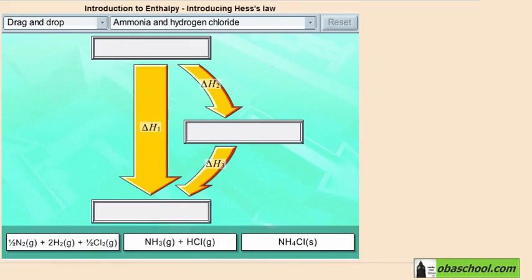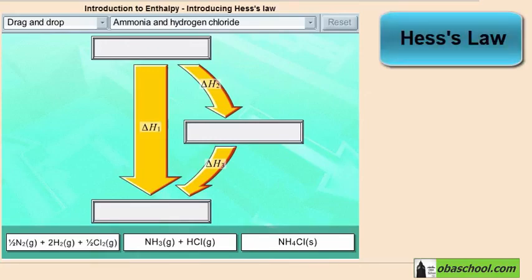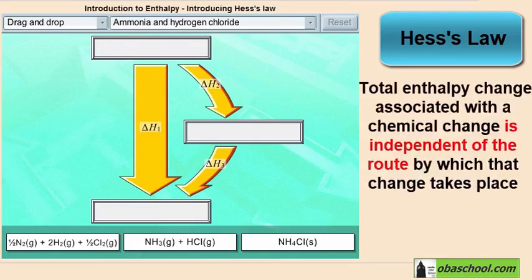In this animation, we will illustrate Hess's law. Hess's law is an application of the law of conservation of energy to chemical systems. This law states that the total enthalpy change associated with a chemical change is independent of the route by which that change takes place. This diagram shown here can be used to express Hess's law more simply, as delta H1, the enthalpy change 1, is equal to delta H2 plus delta H3.